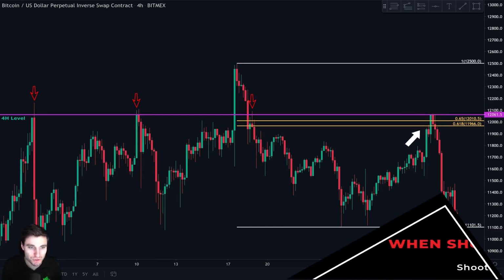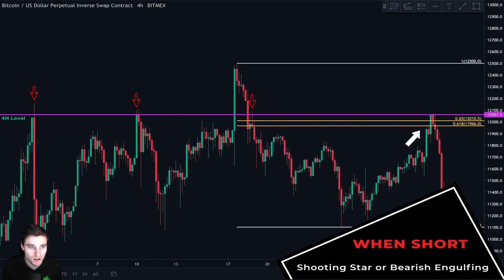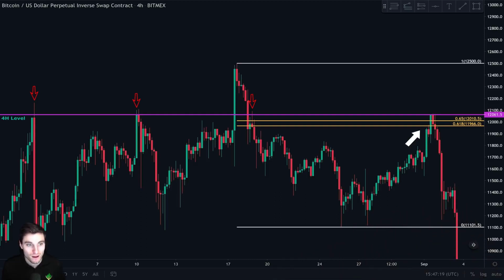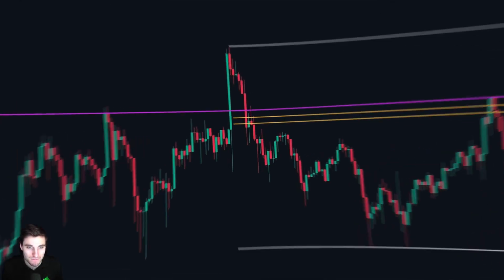When we want to take a short, we always look for a shooting star or a bearish engulfing candle formation. That is our trigger to enter the short. If we do not see a shooting star or a bearish engulfing at this level, we simply do not enter the trade. So let's go to the lower time frames to see what happened.